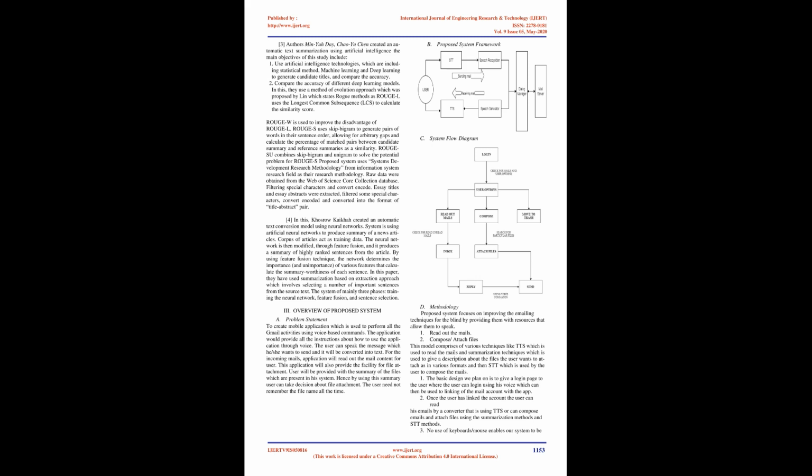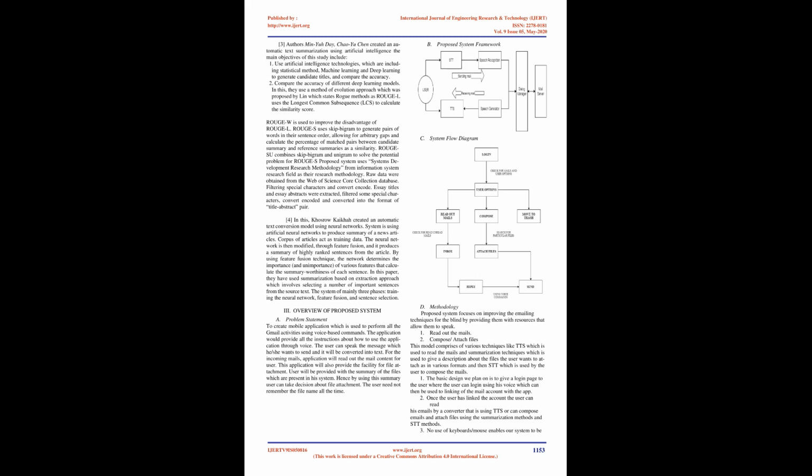In this, they use an evaluation approach which was proposed by Lin, which states ROUGE methods. ROUGE-L uses the longest common subsequence, LCS, to calculate the similarity score. ROUGE-W is used to improve the disadvantage of ROUGE-L. ROUGE-S uses skip-gram to generate pairs of words in their sentence order, allowing for arbitrary gaps, and calculates the percentage of matched pairs between candidate summary and reference summaries as a similarity. ROUGE-SU combines skip-gram and unigram to solve the potential problem for ROUGE-S.